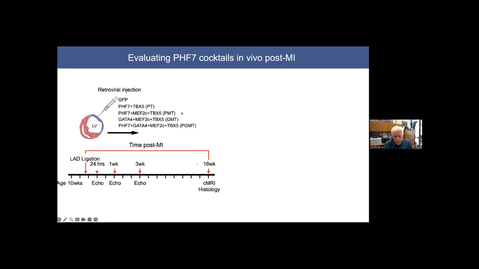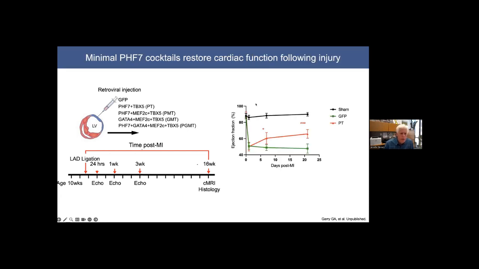We then performed echo at 24 hours post operation and then assessed injury at 1 and 3 weeks and 16 weeks post MI. When we perform these experiments following coronary artery ligation, there's a precipitous decline in cardiac function measured by ejection fraction. If you inject GFP as a control, that remains diminished. If you inject the PT cocktail, that's PHF7 plus TBX5, you get an improvement in function. And in all combinations of cocktails in the presence of PHF7, you get improved cardiac function.